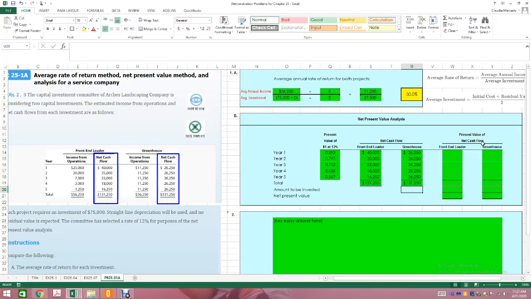Okay? Now, I can calculate my present value of net cash flows. And how do we do that? You just multiply the rate times the net cash flow. And we're doing the front end loader first. So I'm multiplying it times my $40,000, okay? And that gives me 35,720. We're gonna do the same thing. 0.797 times 35,000. Or we're doing 0.712 times 22,000, okay? So what you're doing is you're getting the rate times the cash flow year over year for the loader.